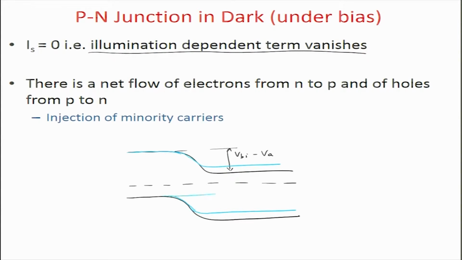So essentially the barrier has now reduced to Vbi minus Va, which means you can see that there is a shift in the Fermi levels also. Fermi levels are going to split. Since the energy levels have risen on this side, the N Fermi level goes here and the P Fermi level goes here. So there is a split, and this split is equal to the applied bias Va.